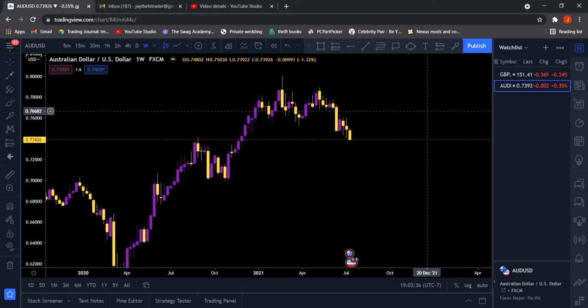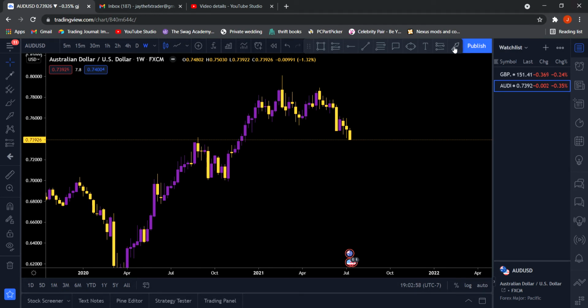I'm going to just be marking it up with y'all, showing y'all what I'm looking for to happen in the upcoming week, and show y'all my bias on these pairs and everything like that. Everything that I would do every weekend after the market closed and before the market opens up on Sunday.